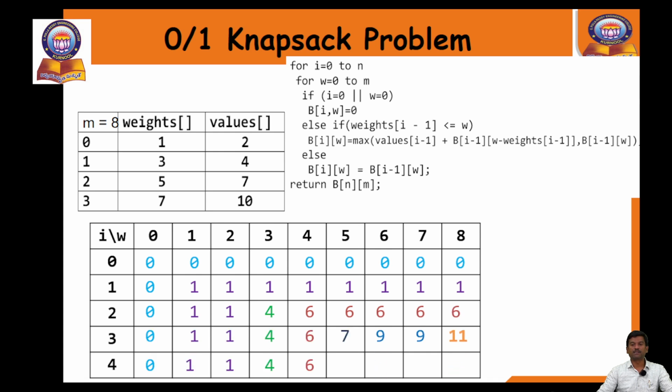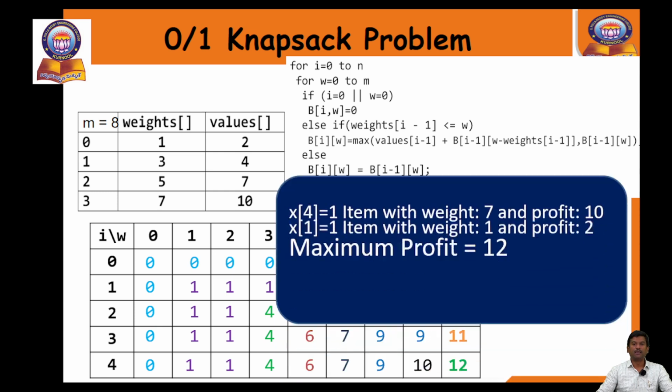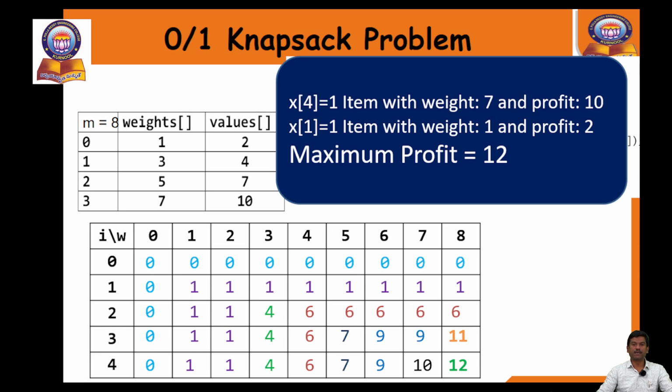And after obtaining these values, you got the maximum value to be equal to 12. And once you got the last cell, that is b of 4 comma 8 with the value equal to 12, it indicates that the maximum profit that you can earn is equal to 12. And what items to be added? Trace back to the respective items, that is x of 4 equal to 1, and similarly x of 1 equal to 1. That is, you need to take into consideration the 4th item as well as the 1st item to get the maximum profit equal to 12.